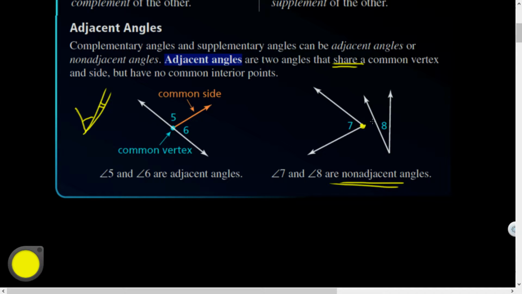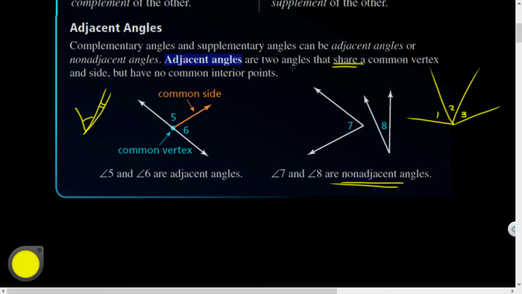Okay, here's a question. Let me do this. Man, I'm not good at these lines anymore. Here we go. Angle 1 and angle 3. Are those adjacent angles? Angle 1 and angle 3.